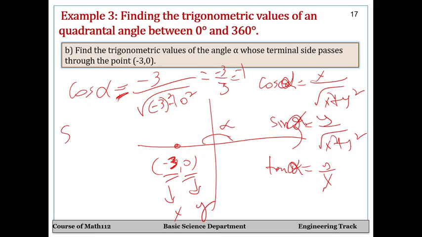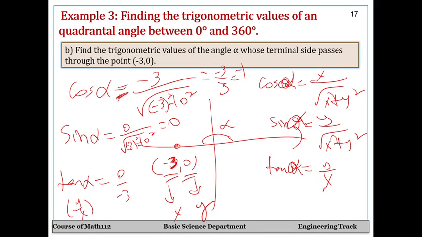And then you can do the rest, like sine alpha is equal to y, which is 0 over the square root of -3 squared plus 0, which is 0. And tangent alpha, you can say it's 0 over -3 because it's y over x, so you get 0. And you can do the rest here because secant alpha is 1 over cosine alpha, which is the square root of x squared plus y squared over x. Take the reciprocals of the others, so you will find them.